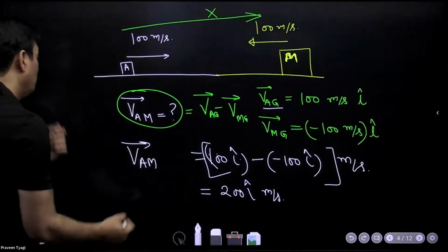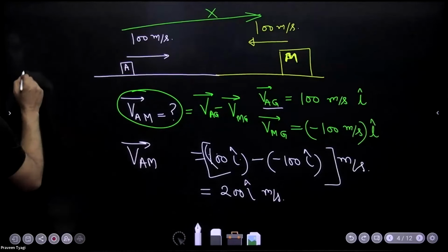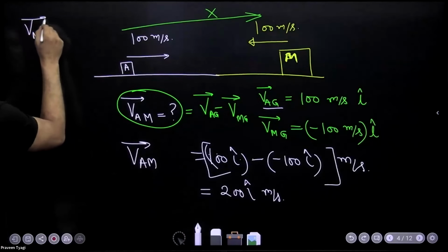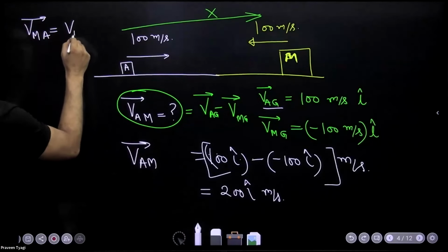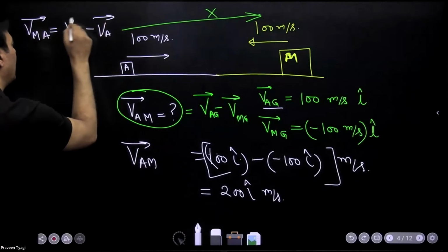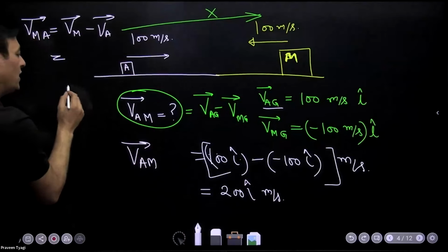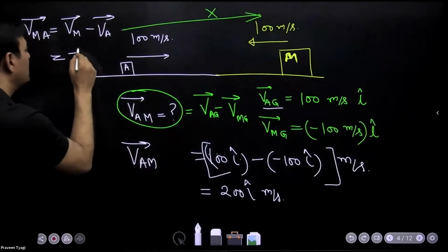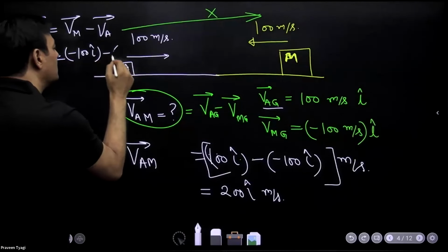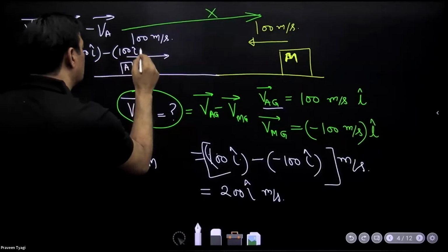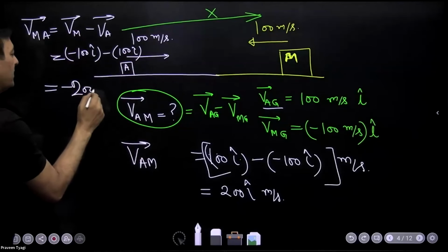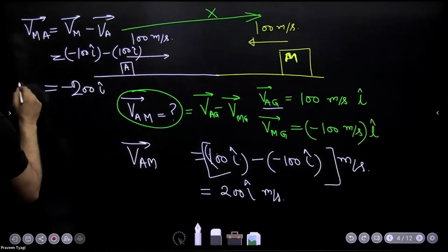And if you will do the other part, which is velocity of Minasri as observed by Adi, this will be VM minus VA. And this will give you an answer, minus 100 I cap, minus 100 I cap. This answer will be minus 200 I cap meter per second.